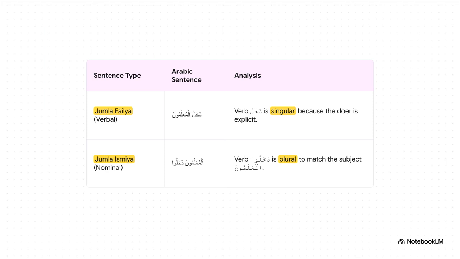We can say the teachers entered in 2 totally different ways. In the Jumla Fi'liyah, the verbal one, we start with the verb, so we use our golden rule. Dakhala is singular, even though the doer, the teachers, is plural. But in the Jumla Ismiya, we start with the noun al-muallimuna, and because of that, the verb has to match it in number. So we use the plural form, dakhalu. It's a singular verb versus a plural verb. Same meaning, totally different structure, and a different feel.